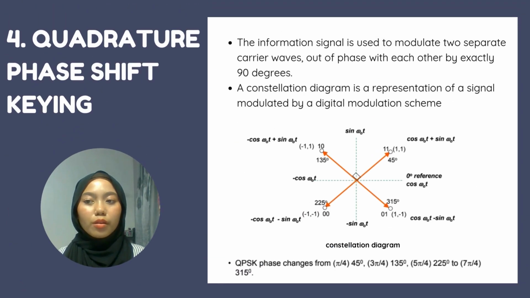So the fourth type of modulation is quadrature phase shift keying, where the information signals are used to modulate two separate carrier waves out of phase with each other exactly at 90 degrees. So a constellation diagram is used as a representation of a signal modulated by a digital modulation scheme. So this is the constellation diagram, where we can see here that the QPSK phase changes from these angles.